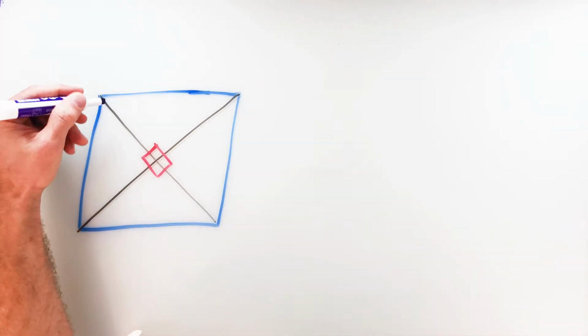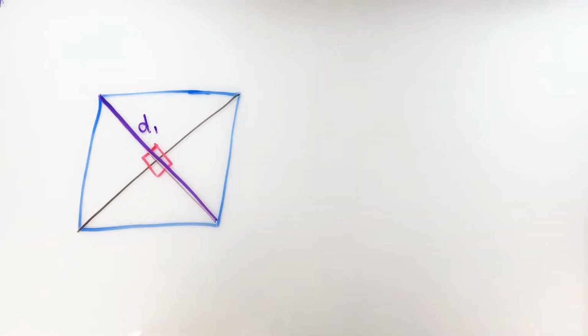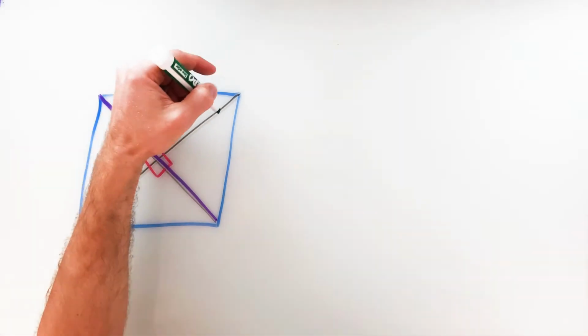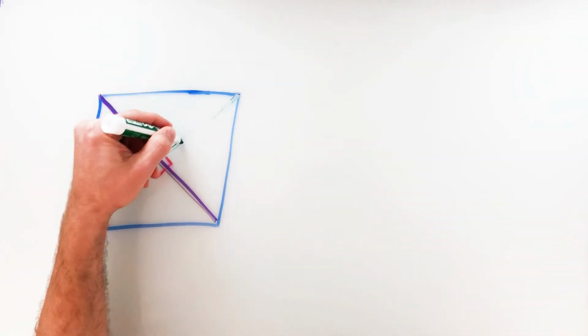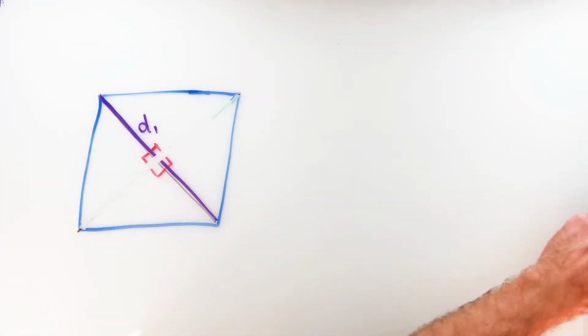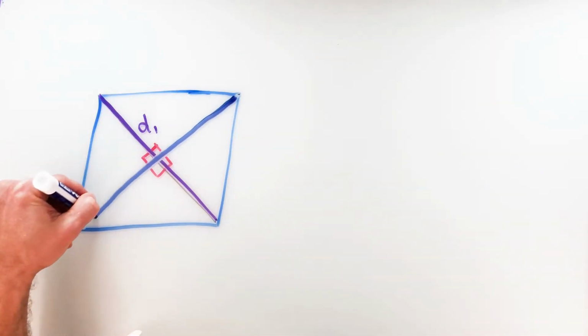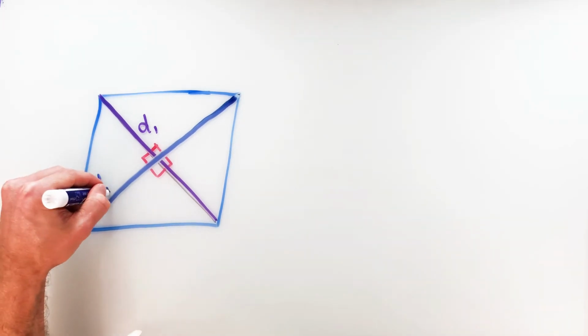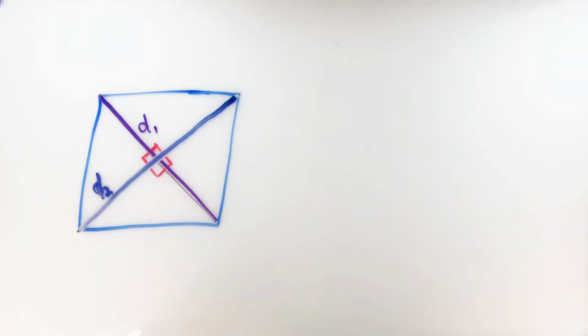We'll call this whole diagonal right here diagonal 1. And this whole diagonal here, let's try a different color, we're going to call diagonal 2. So diagonal 1 is here, diagonal 2 is right here.